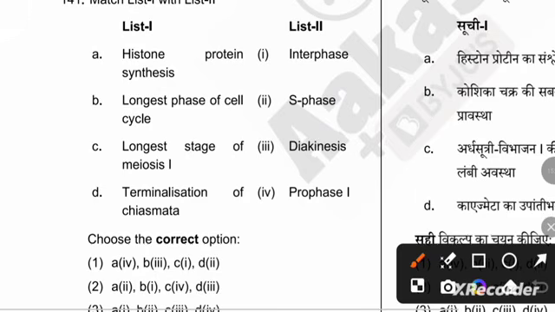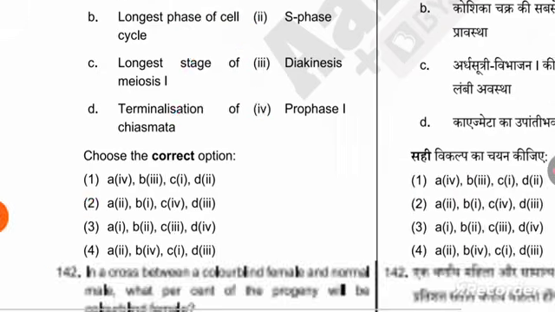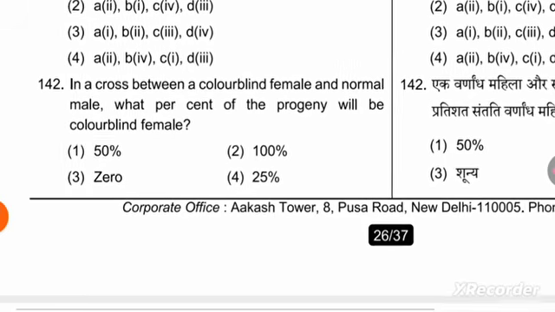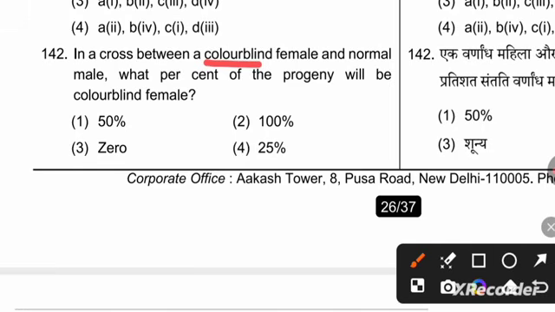Histones are produced during S phase because they are proteins. Then the longest phase of the cell cycle is interphase. The longest stage of meiosis 1 is prophase 1, and terminalization of chiasmata is in diakinesis. So statement 2 is the right one for this question. Let us move to the next question. 142 question. In a cross between a colorblind female and a normal male, what is the percentage of progeny that will be colorblind females? As colorblindness is a sex-linked, especially X-linked disorder, the progeny with colorblind female will be 0 in this case. 0.